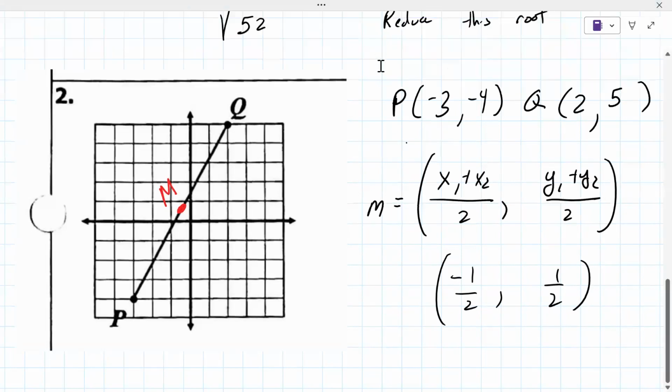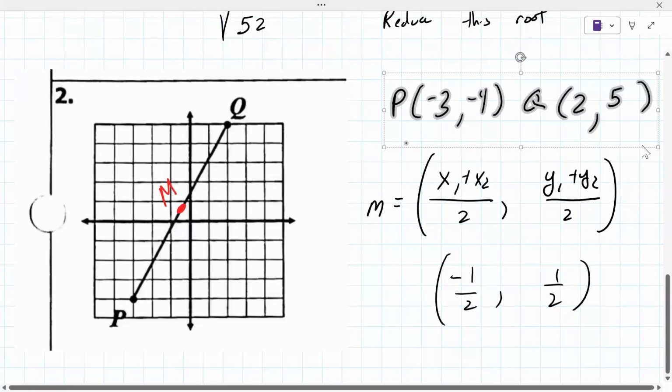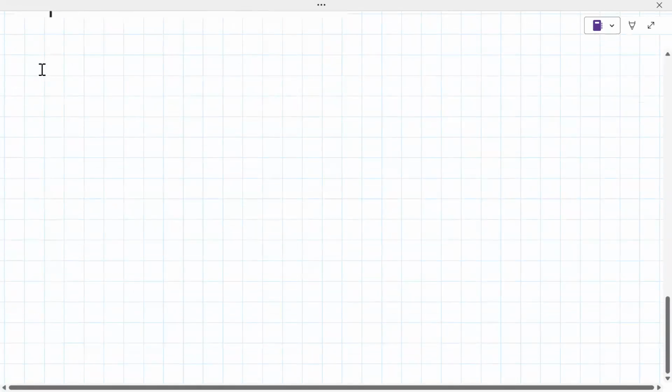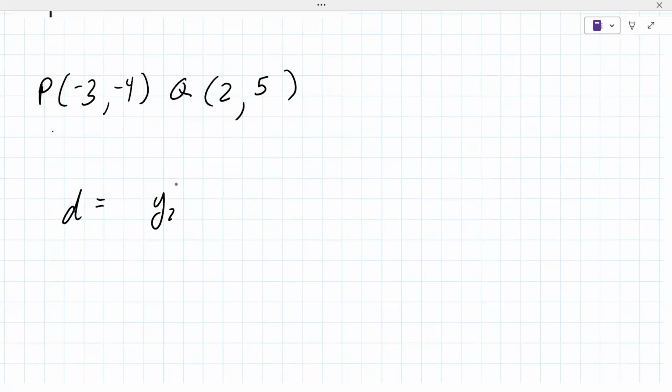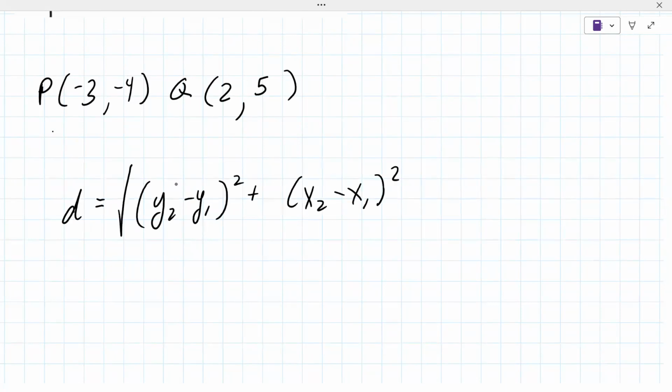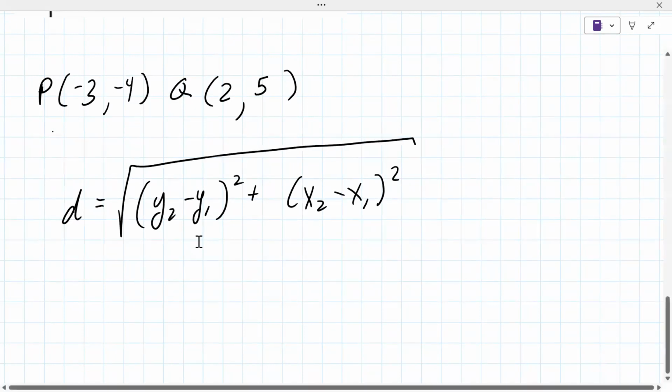All right, so the next thing we did is the distance formula. So we're going to grab these coordinates again. And the distance formula is y2 minus y1 squared plus x2 minus x1 squared, square rooted. I'd like you to do everything but the square root part. Put the numbers in, subtract, square, add, all that. Let me just write this down real quick.